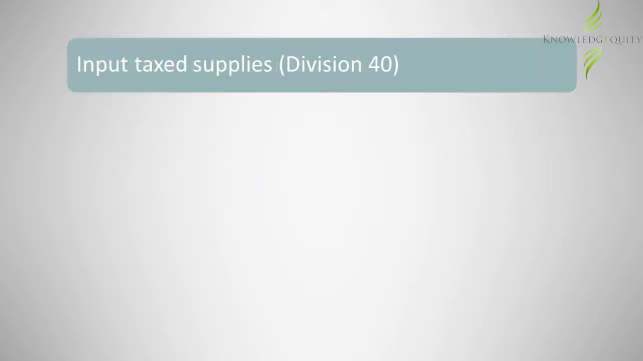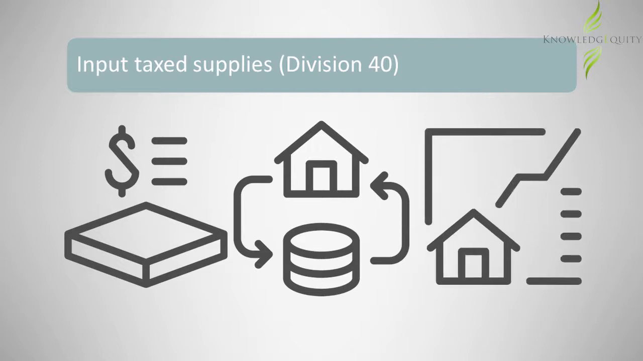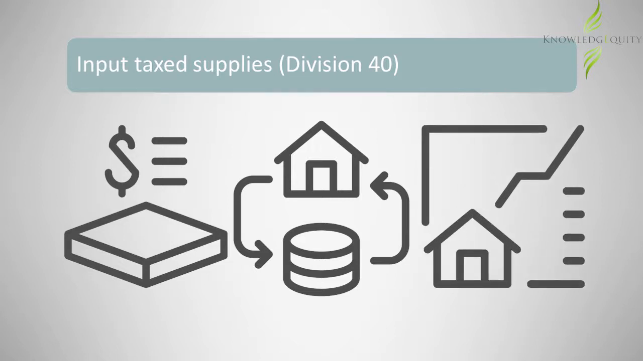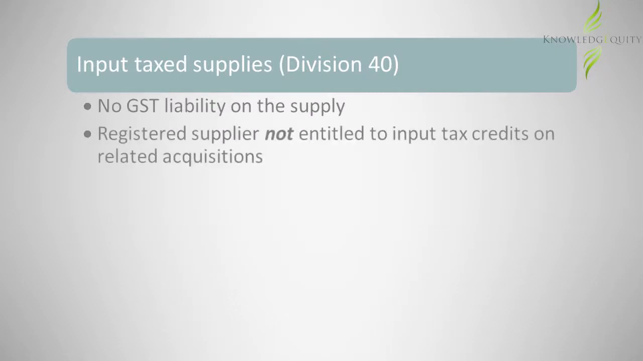Input tax supplies include financial supplies, such as the provision of loans, leases of residential properties, and supplies of residential premises. For input tax supplies, no GST liability arises on the supply, and the registered supplier is also not entitled to an input tax credit on acquisitions used to make the supply.